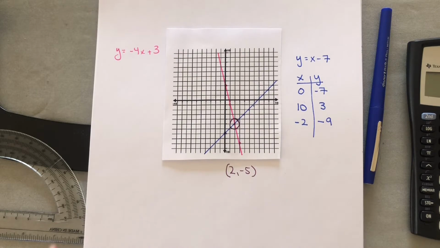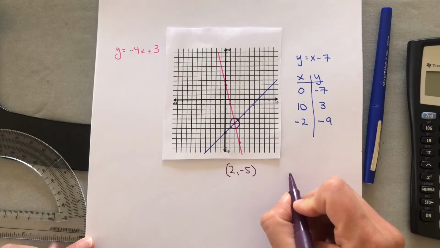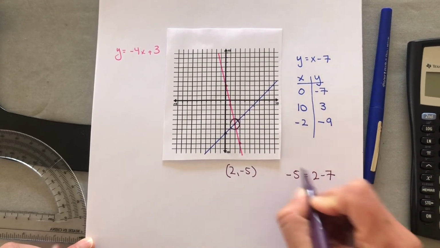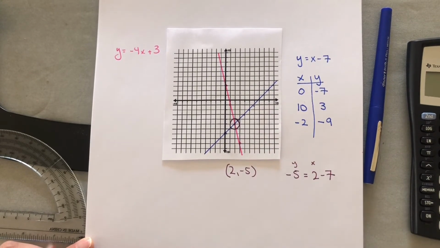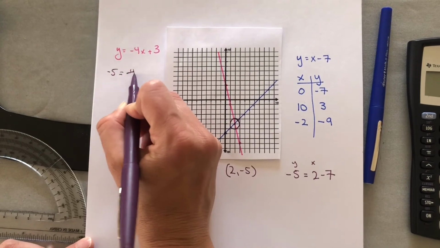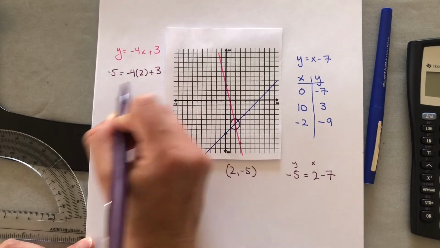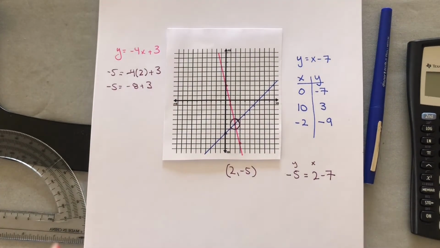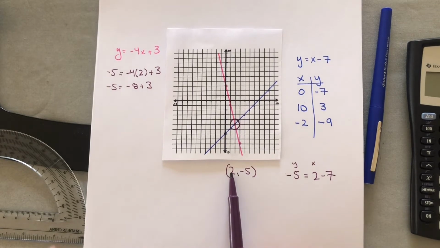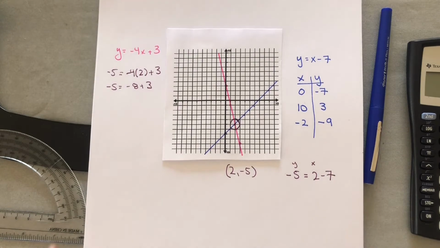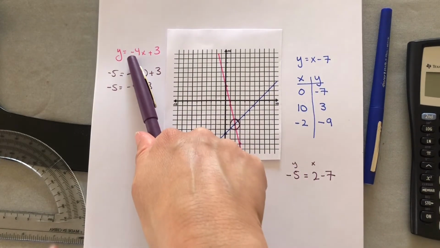And I can check that by plugging it into the equation and making sure that it works. So for example here, is it true that negative 5 is equal to 2 minus 7? That's y, that's x. Yes, it is. And over here, if I plug in negative 5 for y and 2 for x, that's also true. So this value of x and y makes this equation true. It also makes that equation true. So it's a solution not just to this equation, but also to that equation.